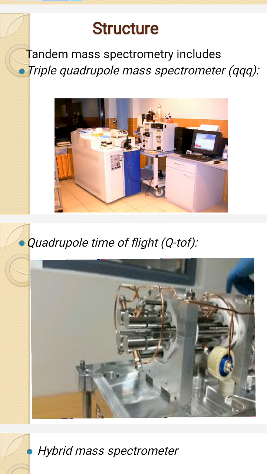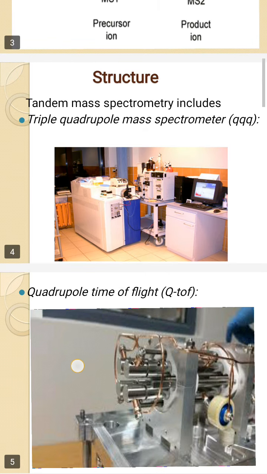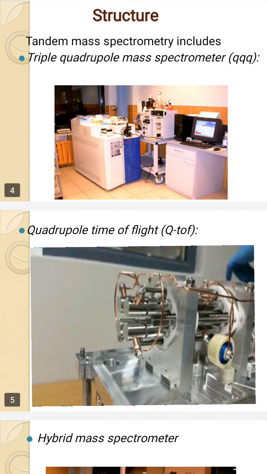Structure. Tandem mass spectrometry includes triple quadrupole mass spectrometer, quadrupole time of flight, and hybrid mass spectrometer. Tandem triple quadrupole mass spectrometer: triple quadrupole mass spectrometers use the first and third quadrupoles as mass filters. When analyzed past the second quadrupole, the fragmentation proceeds through collision with gas. Usually, triple quadrupole mass spectrometers are used for the pharmaceutical industry.